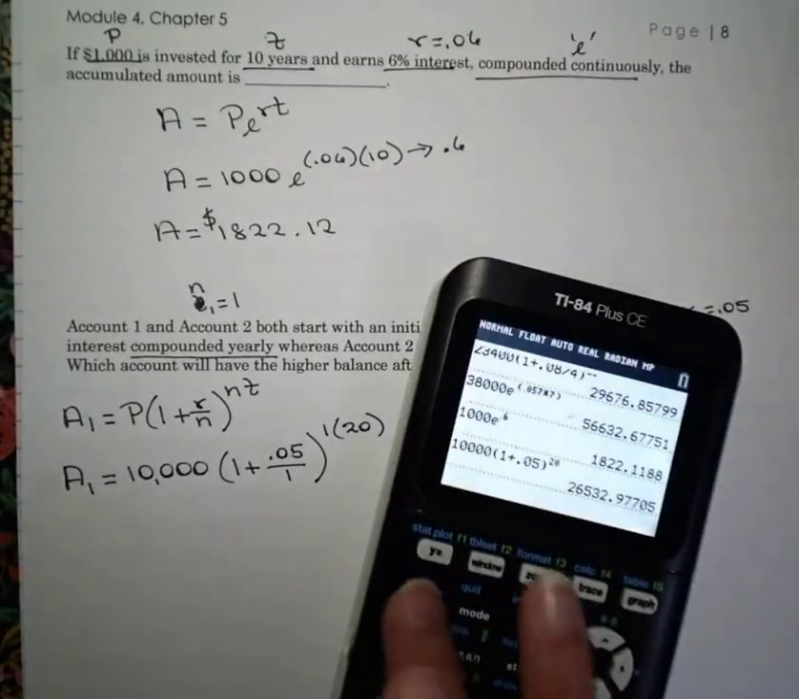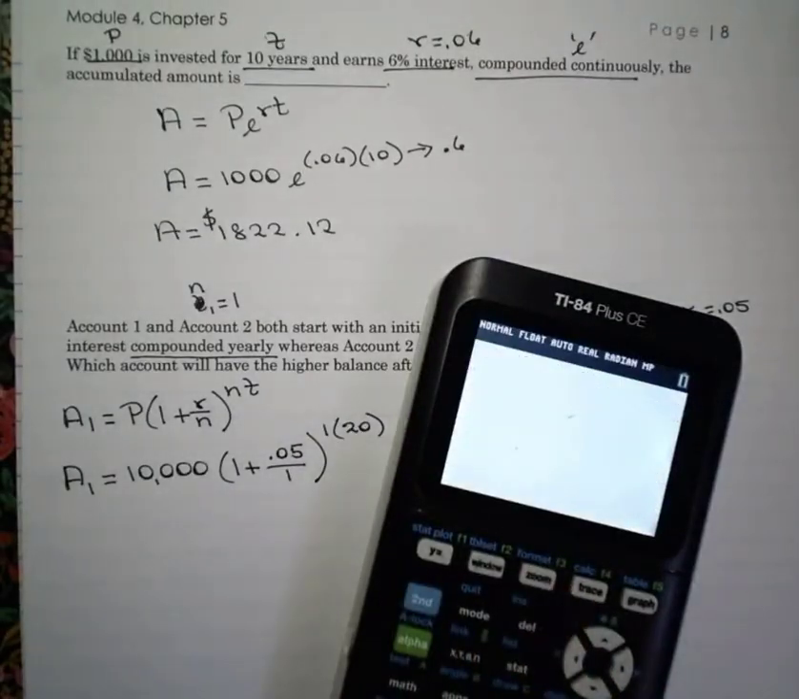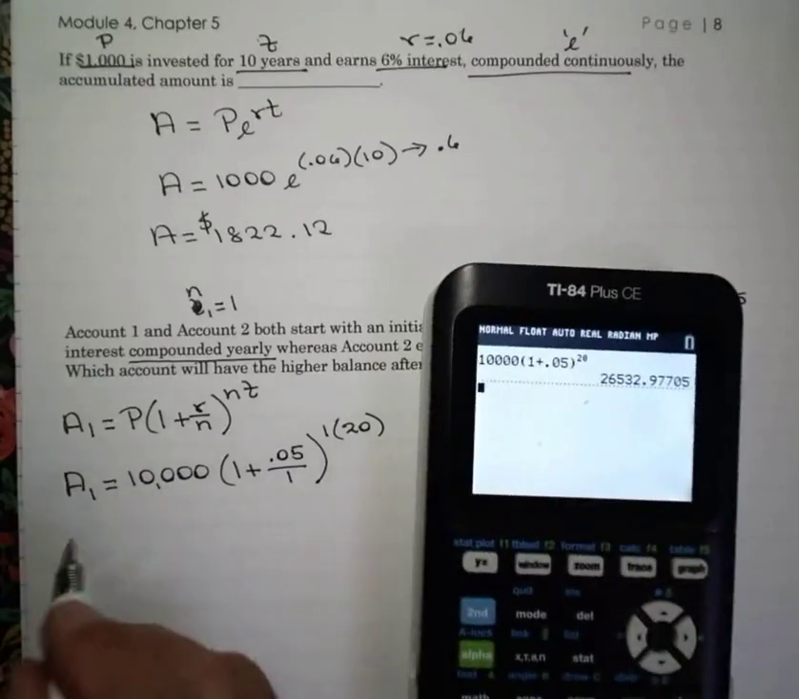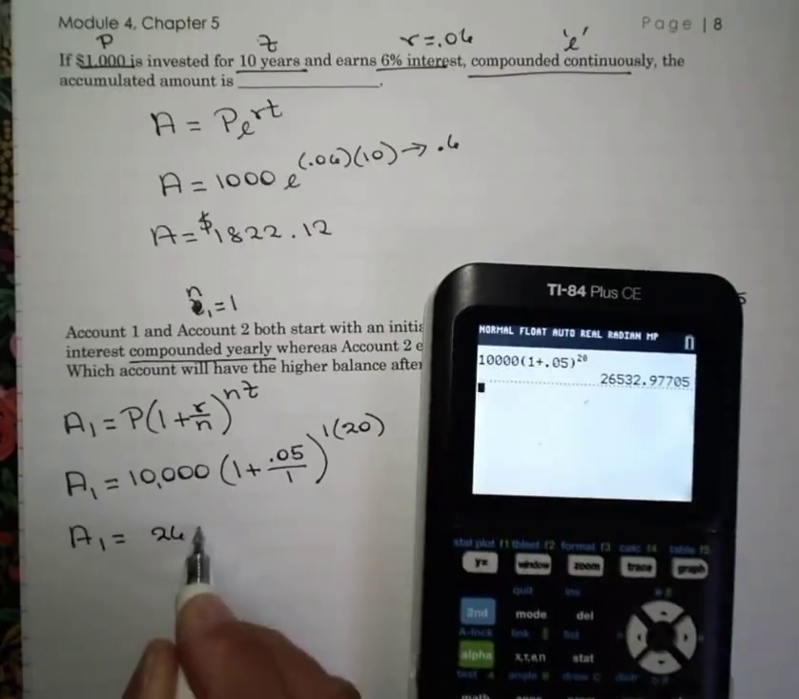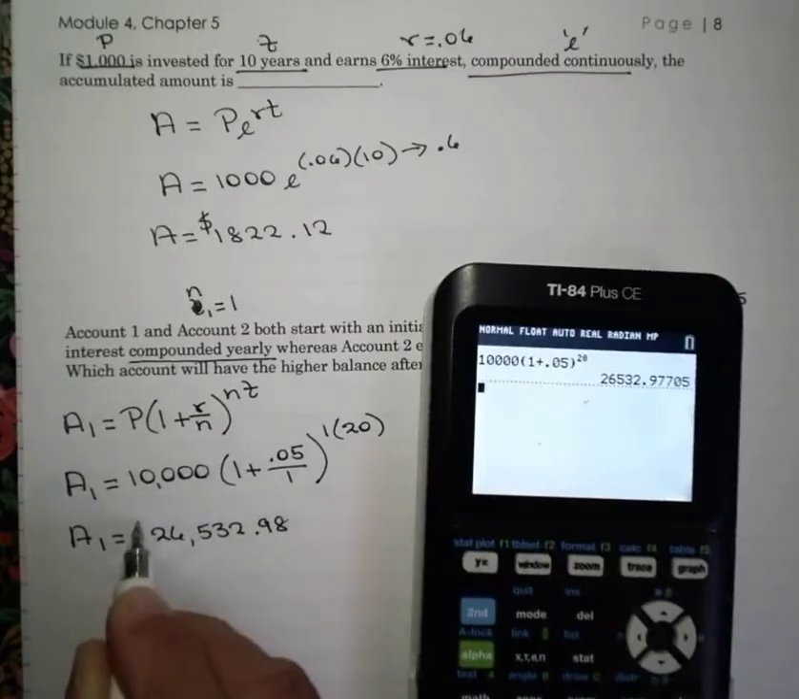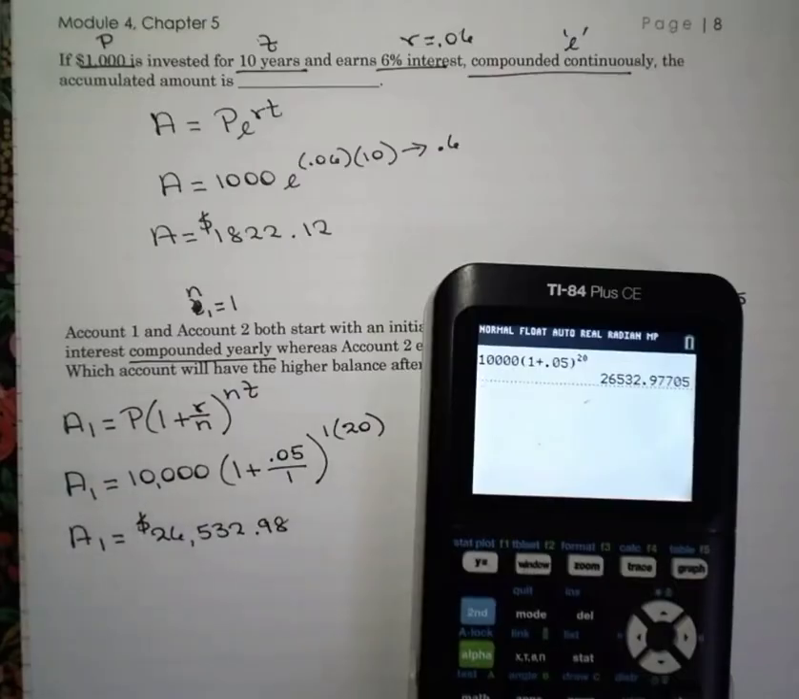Easy problem for my calculator. Let me clear this and say I have 10,000. Get the right number of zeros times 1 plus 0.05 over 1, which is just 0.05, and then I'm going to raise that to the power of 20. And what I came up with is amount 1 is going to equal 26,532, and I'll go to 98 cents, rounding to 2 decimal places.